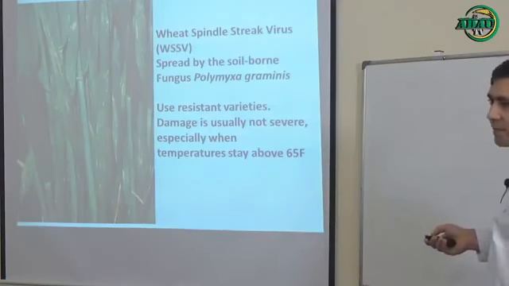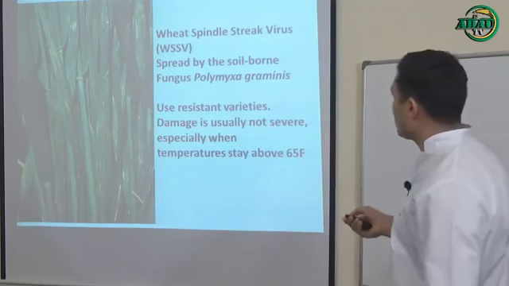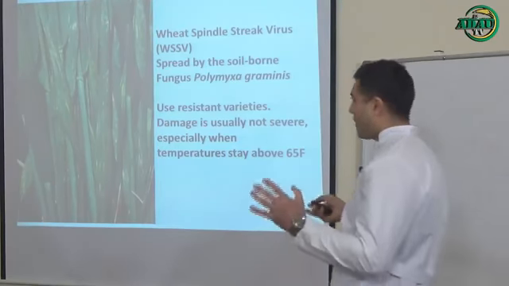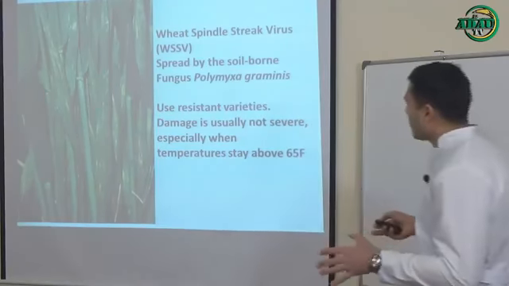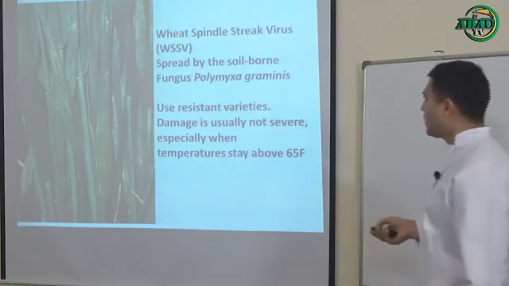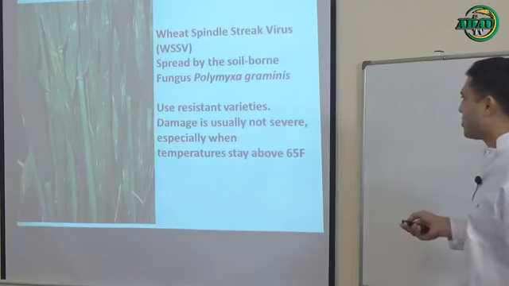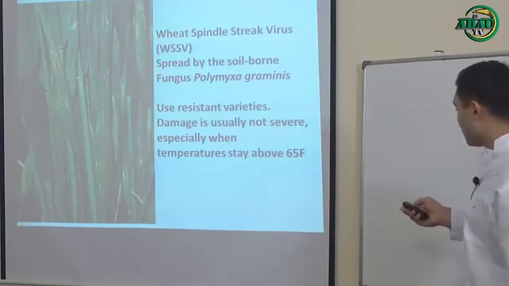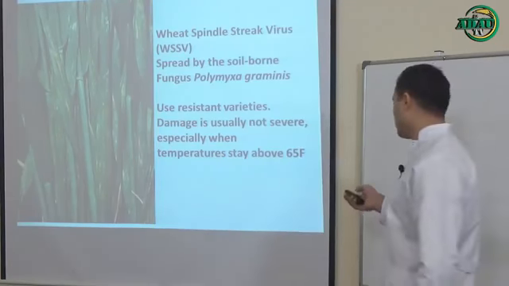So, and you can see in here wheat spindle streak virus. There are spread by the soil-borne fungi. Actually, the soil-borne fungi take those viruses from one place to another place, and they are spreading by soil-borne fungi. So, how we can manage them? We have to use resistant varieties, and also damage is usually not severe, especially when temperatures stay above the 65 Fahrenheit. You can convert the 65 Fahrenheit to Celsius.